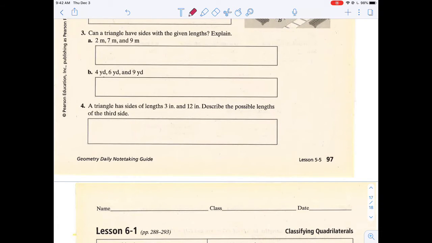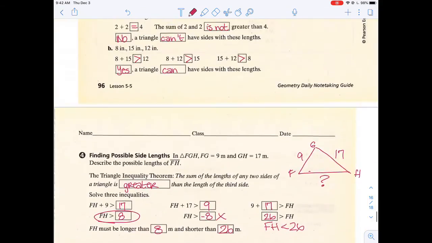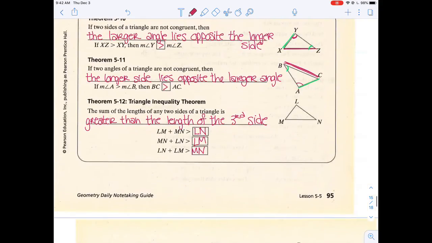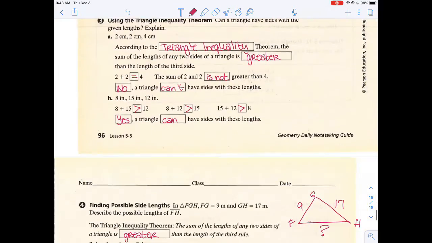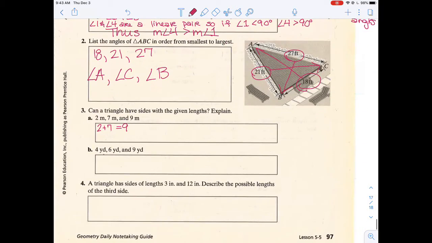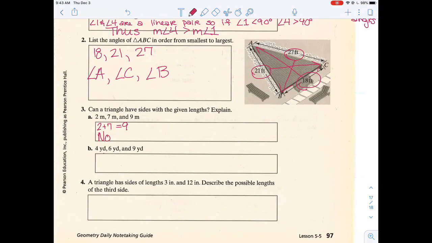Alright, can a triangle have sides with these lengths? So first, 2 plus 7 equals 9, which is not greater than 9. And if we look back, the triangle inequality theorem says the sum of the lengths of any two sides of a triangle is greater than the length of the third side. So it can't be equal to. So we're going to say no, 2 plus 7 is not greater than 9.